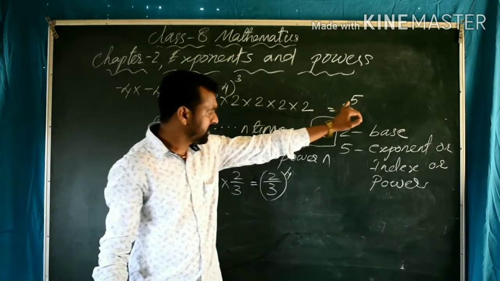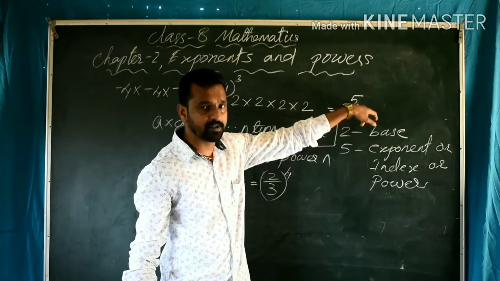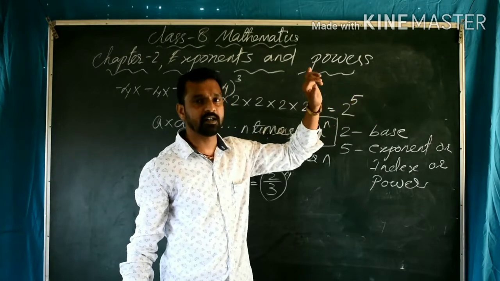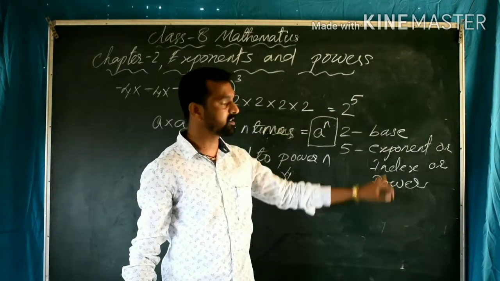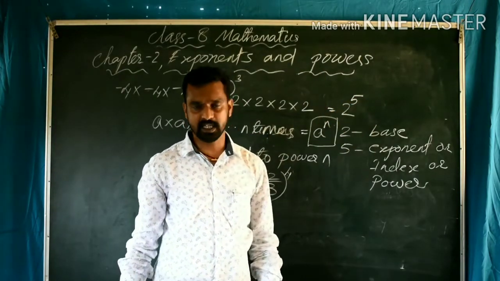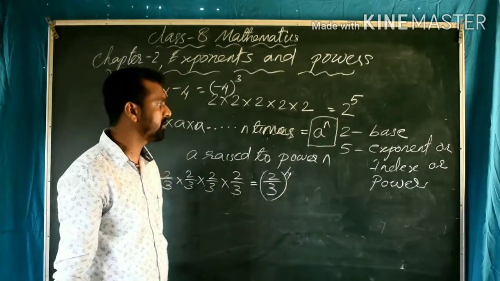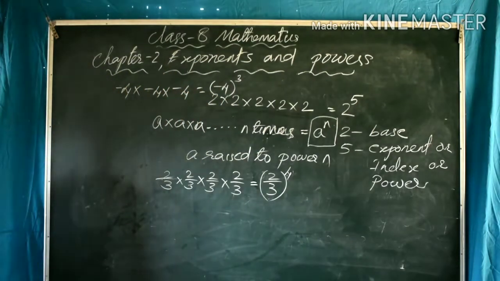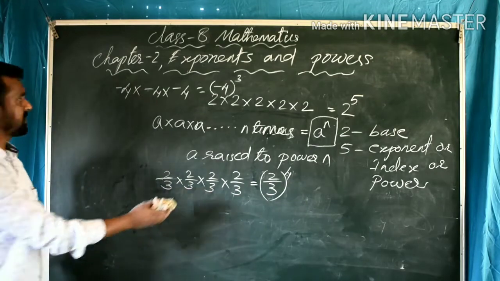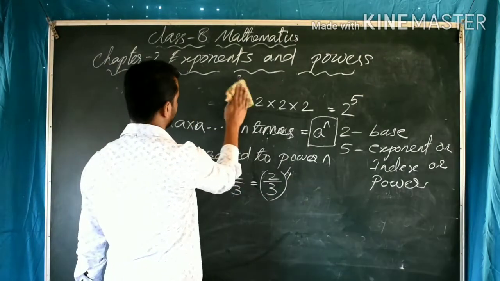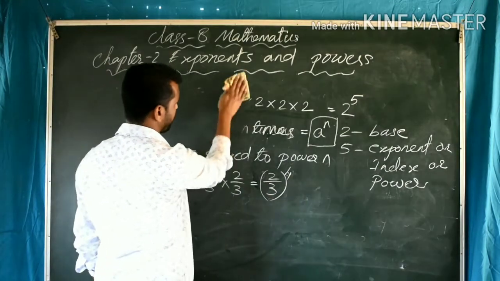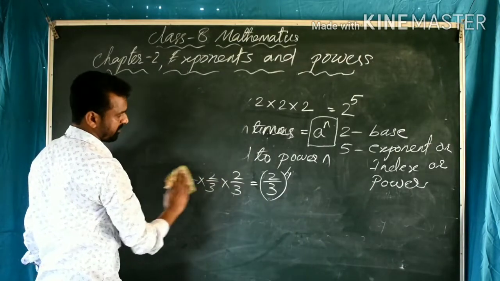Here you see the exponent is a positive integer. Positive integer as a power. At the same time, negative integer as a power is also there. So let's see some examples of negative integer as a power.